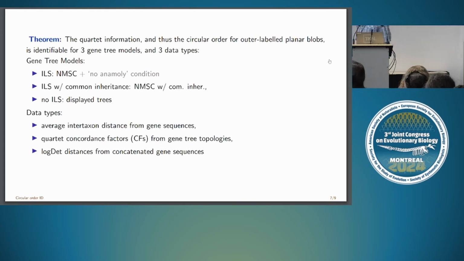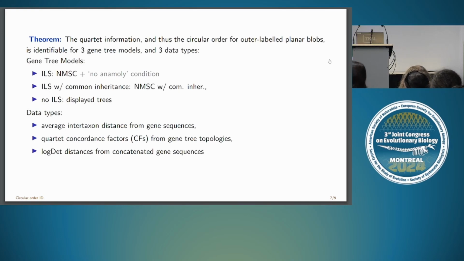But here's the theorem, and this is going to be followed by an example that perhaps illustrates that we cannot necessarily do that better. Okay, so this is actually 9 theorems, because it depends on the tree model and the data type, and I've got 3 of each, so you can mix and match however you like.